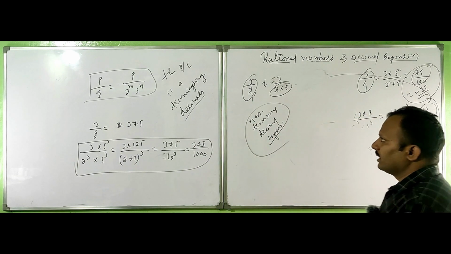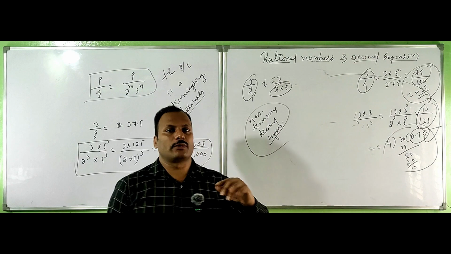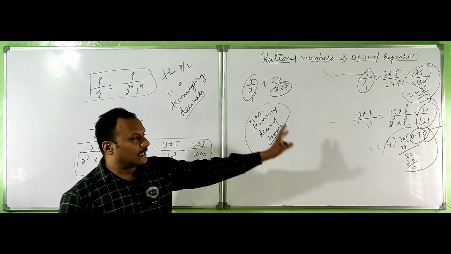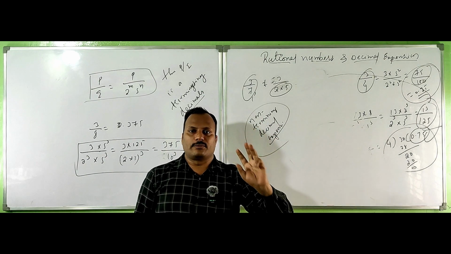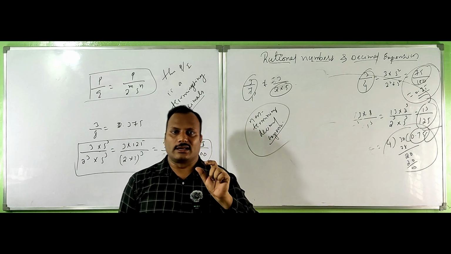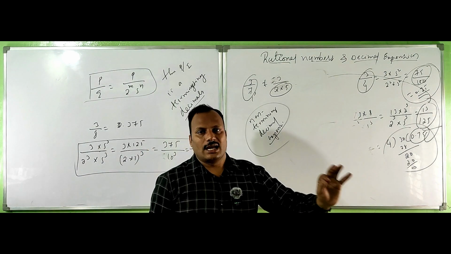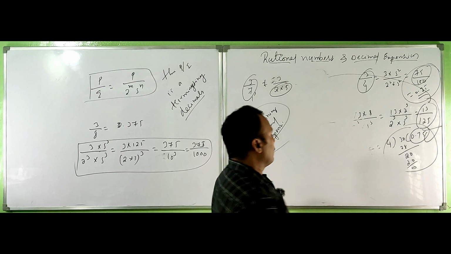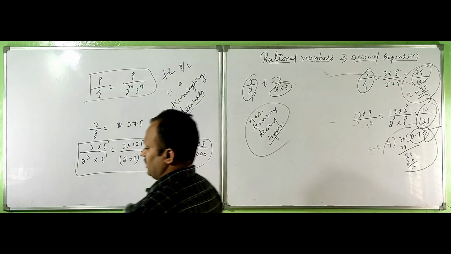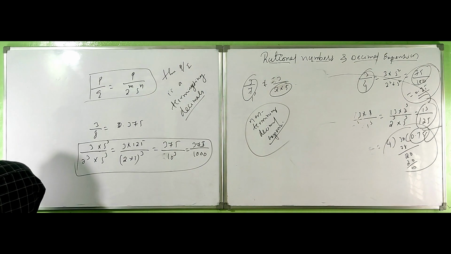If any denominator cannot be written in the form of 2 to the power m into 5 to the power n, then that rational number does not have a terminating decimal, it is non-terminating. Maybe recurring or not recurring is secondary, but the only motto is non-terminating, that's all. Okay, let's see theorem 1, theorem 2, theorem 3 and the exercise.